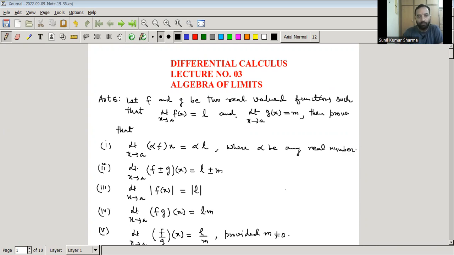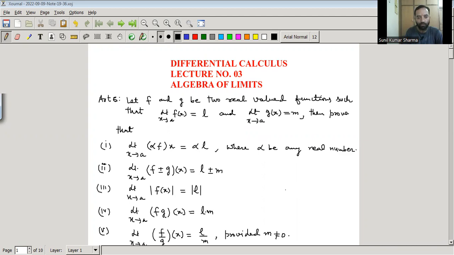a, f of x is equal to L, and limit x goes to a, g of x equal to m. Then we have to prove that first, limit x goes to a, alpha f at x is equal to alpha into L, where alpha is any real number. Second, limit x goes to a, f plus minus g at x is equal to L plus minus m. Third, limit x goes to a, mod of fx is equal to mod of L.